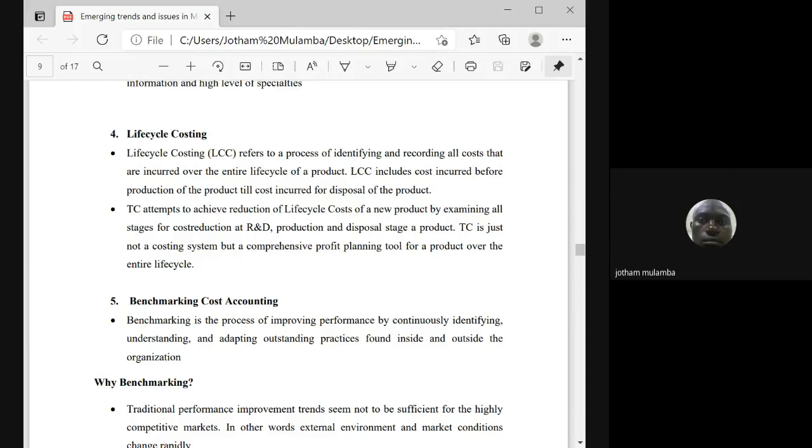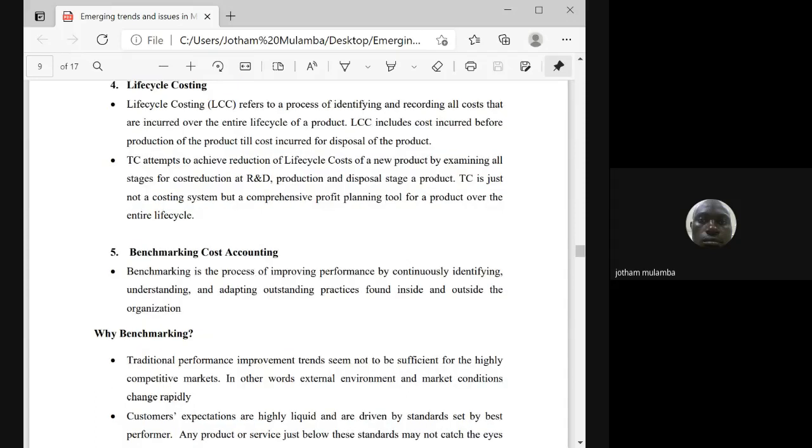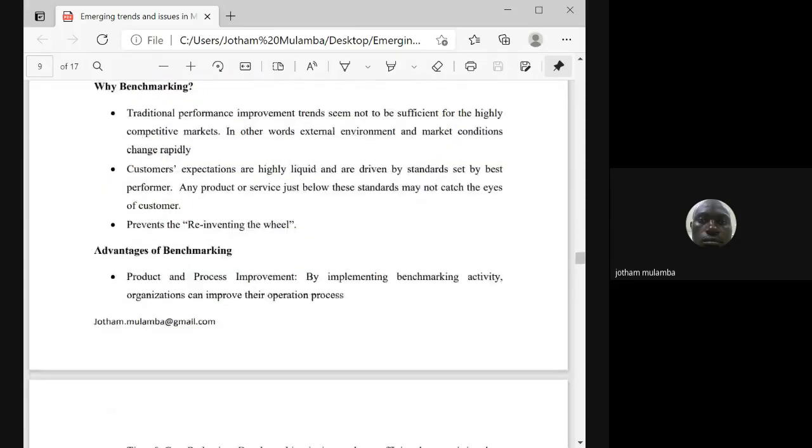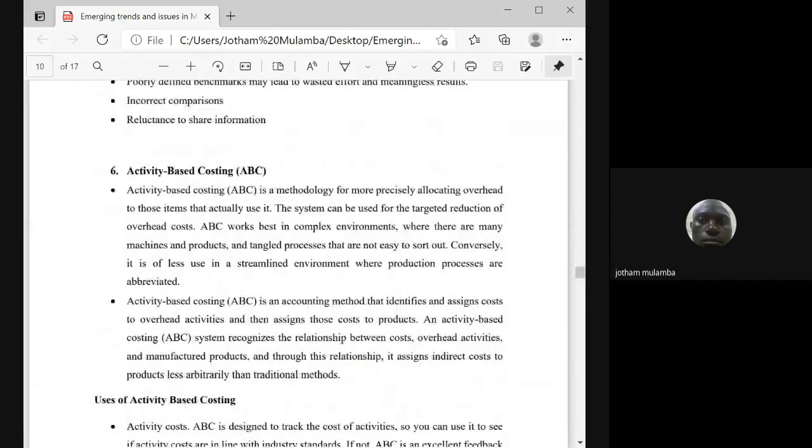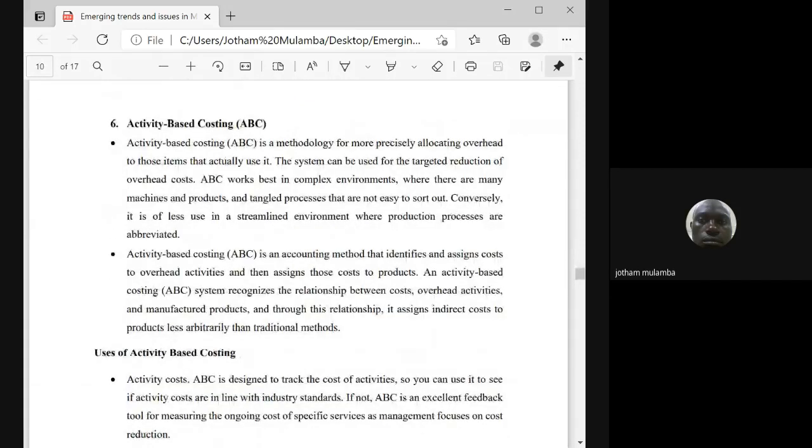So when we conduct benchmarking, we are comparing what other organizations are incurring in terms of cost. We can also compare wherever their sourcing or procurement process is much simpler, so they are likely to get materials at a lower cost. You read about the advantages and disadvantages of that. So we look at activity-based accounting.